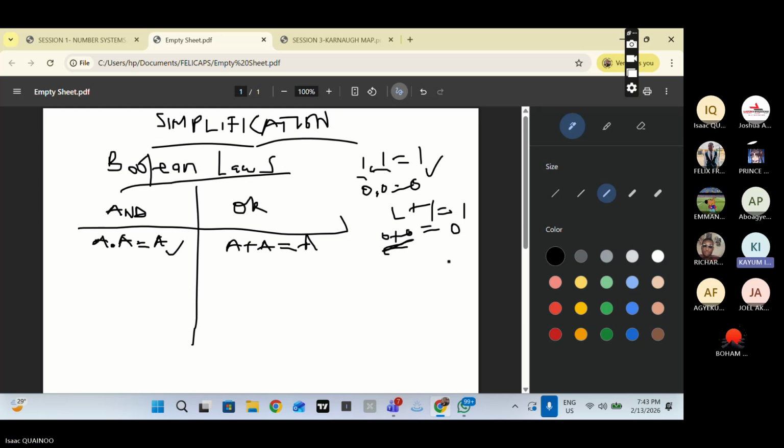Yes, please. It's Isaac. The AND gate, the law. That law, I don't understand. Can you please explain it better for me? Are you talking about this, the AND one? No, the previous one.